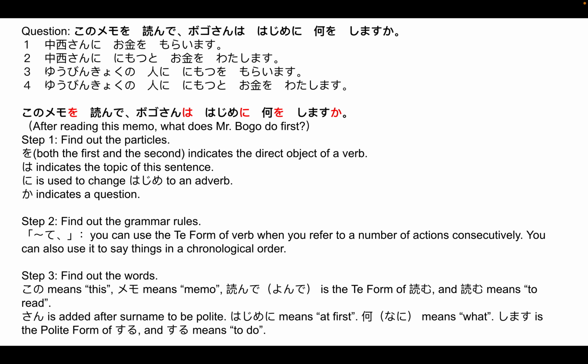Let's find out the grammar rules. Te, so you can use the te form of a verb when you refer to a number of actions consecutively. Now step 3. Find out the words. Kono means this. Memo means memo. Yonde is a te form of yomu, and yomu means to read. San is added after surname to be polite. Hajime means at first. Nani means what. Shimasu is a polite form of suru, and suru means to do.